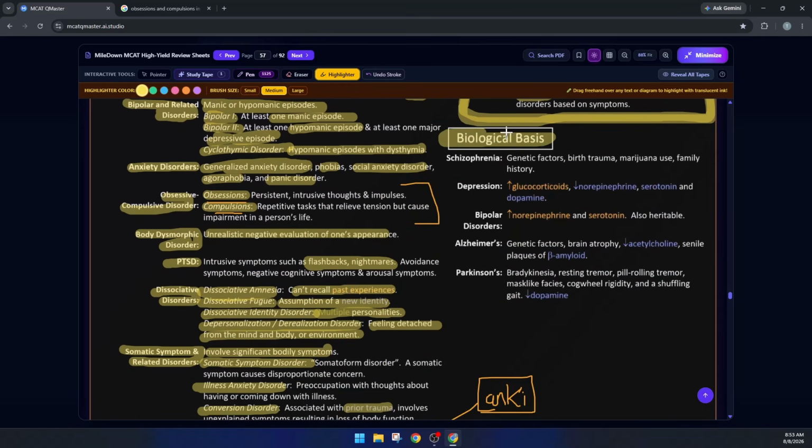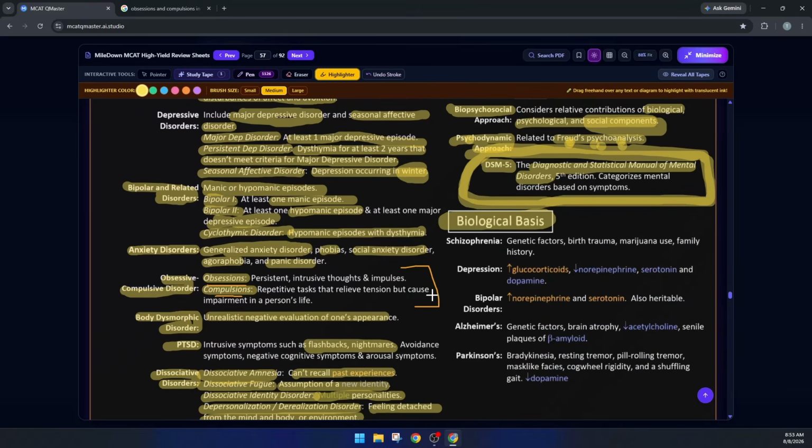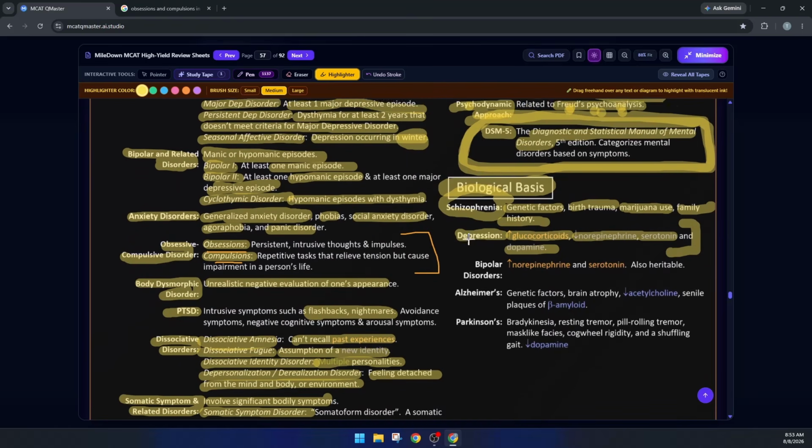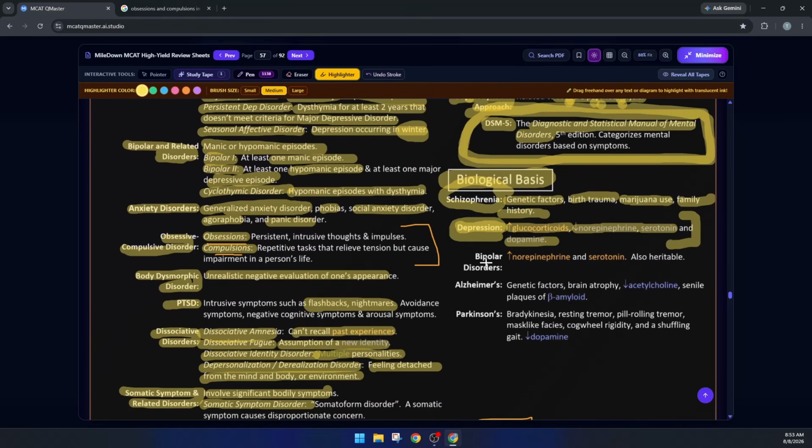Biological basis. There is some biological reason for why these disorders happen. Some people have genetic factors for schizophrenia, for instance. They might have birth trauma, marijuana use, or family history of schizophrenia, so then they get schizophrenia. People with depression, for example, might be higher in glucocorticoids and have low norepinephrine, serotonin, and dopamine. These are hormone chemicals in your body, and depression shows a biological basis.